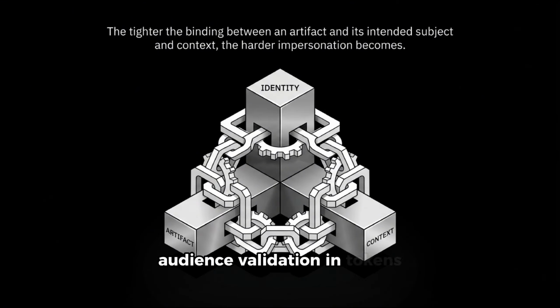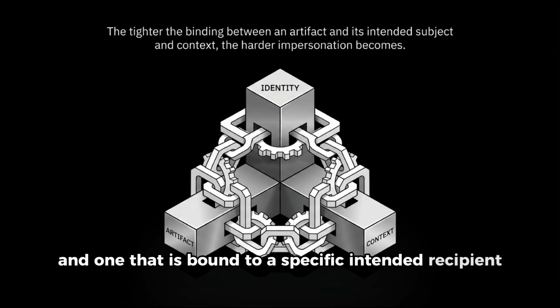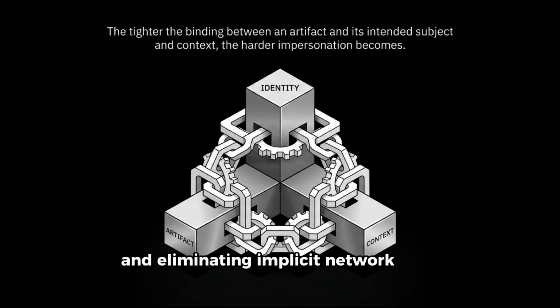Audience validation in tokens. The check that a token was issued specifically for the service now receiving it closes the credential substitution gap in federated systems. It adds one field check to the assertion validation logic. That one check is the difference between a token that can be replayed across services and one that is bound to a specific intended recipient. And eliminating implicit network trust, treating every request as unauthenticated until it proves otherwise, regardless of where it originates, closes the trust relationship exploitation gap.